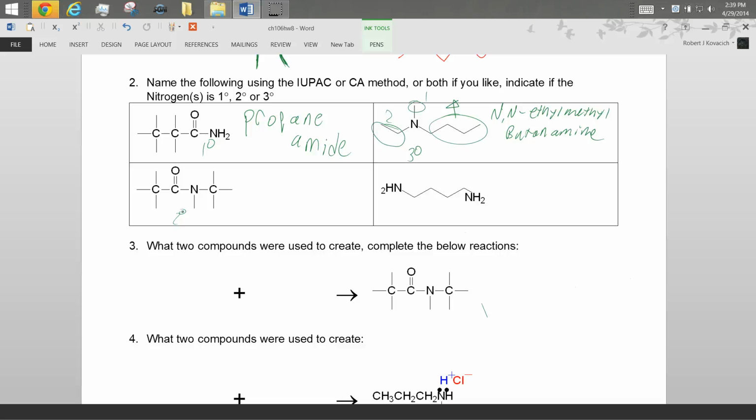And so I've got 2 carbons and then the 1, so N-methyl ethanamide. Oh, I forgot the N in there. And the last one? This one, butane diamine. Okay. Anything else? Yeah. 1. Oh, 2.